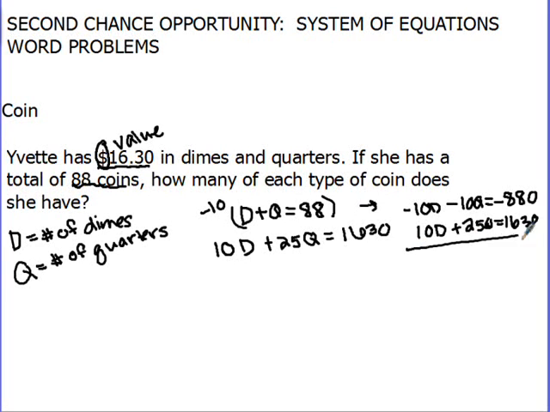Okay. What do I do with my two equations? I add them together. So, my D's will cancel out. What's negative 10Q plus 25Q? Well, that would give me 15Q. What's negative 880 plus 1,630? That would give me 750. Divide by 15. So how many quarters are there? Well, there are 50 quarters.